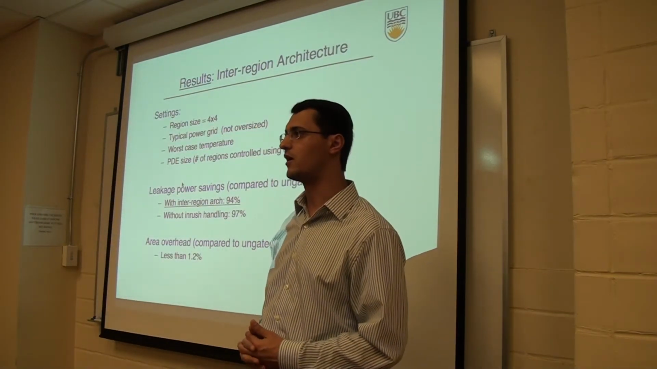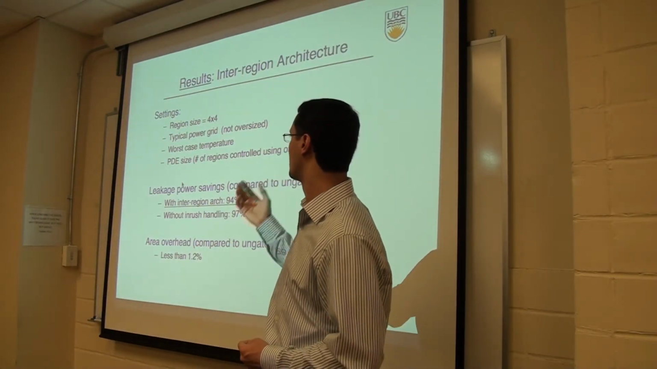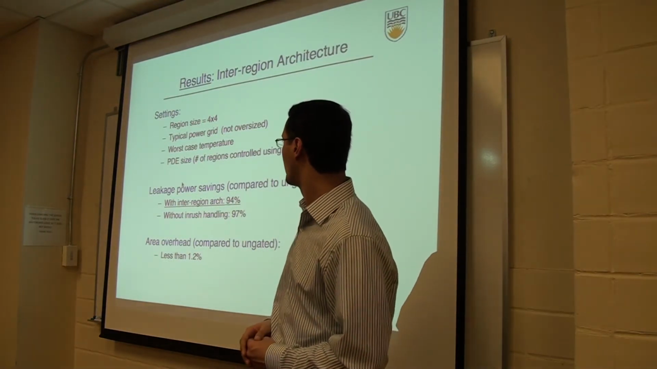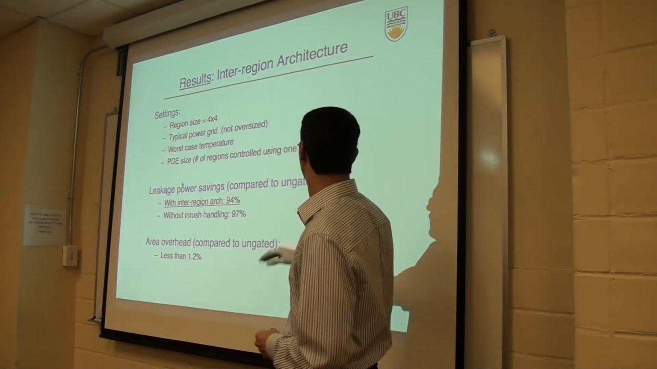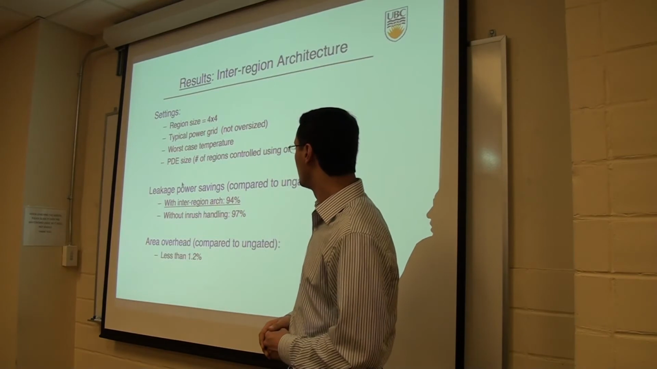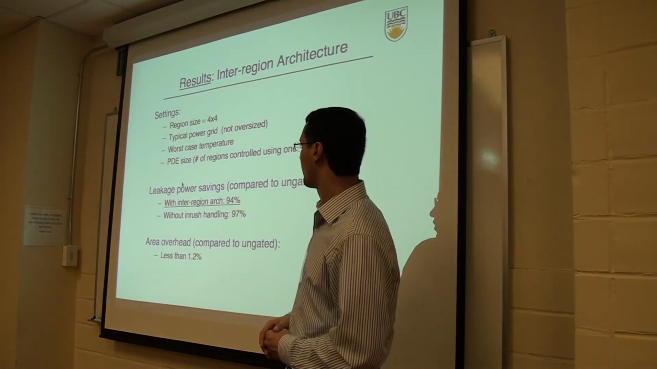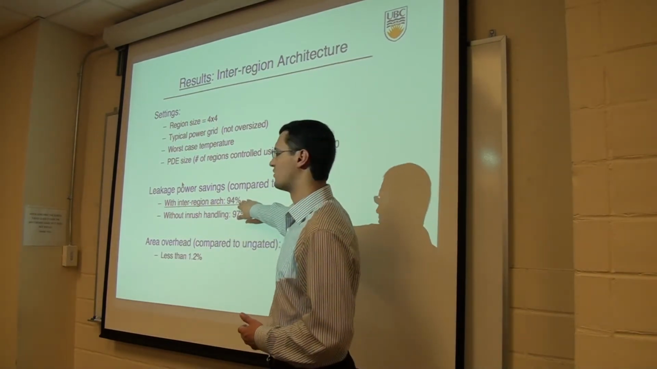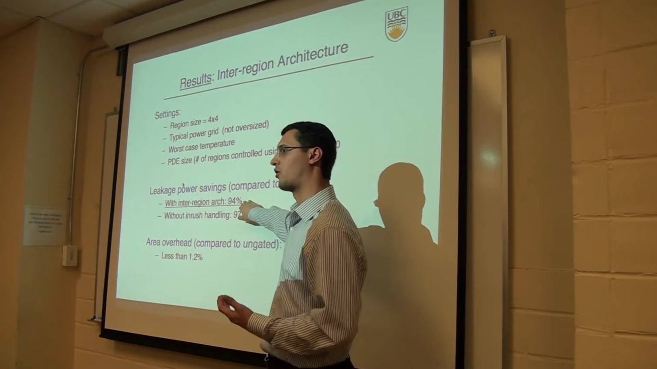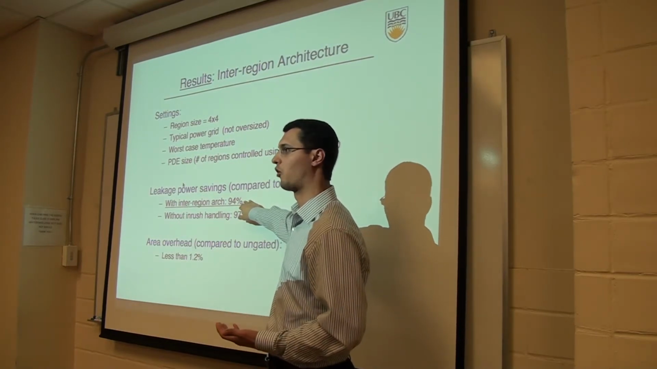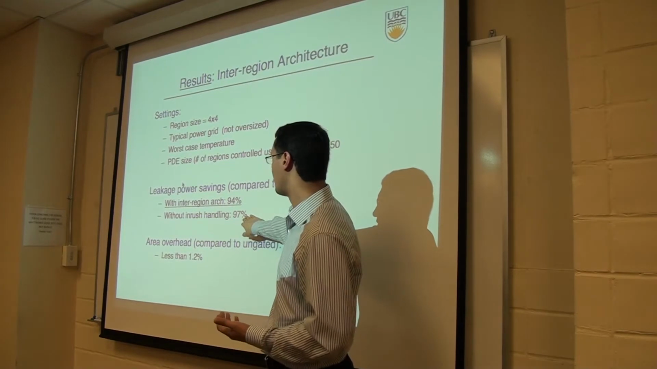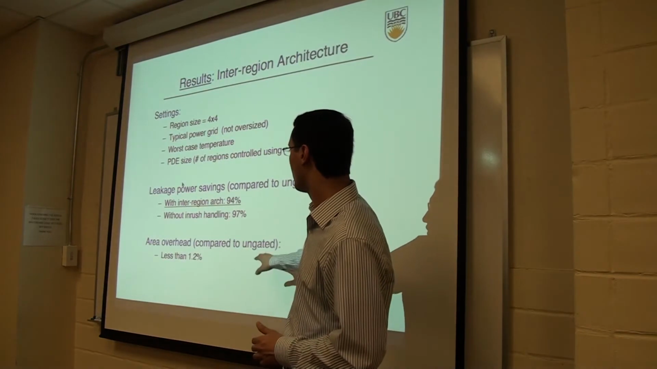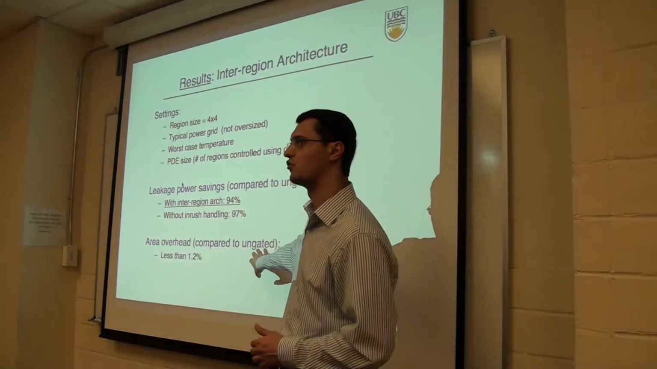So we did some experiments and used these settings: region size 4x4, typical power grid. We assumed worst case temperature. We assumed that the programmable delay element size is 50 in our experiments. So we found that the leakage power overhead, because of introducing these programmable delay elements, is small. This shows 94% leakage savings of the power gating architecture with the programmable delay elements, and without them we have 97% leakage power savings. So the overhead is small. The area overhead is also small. It is less than 2%.